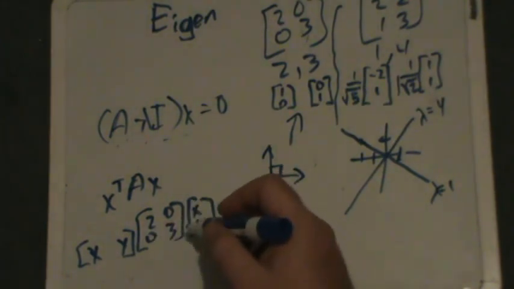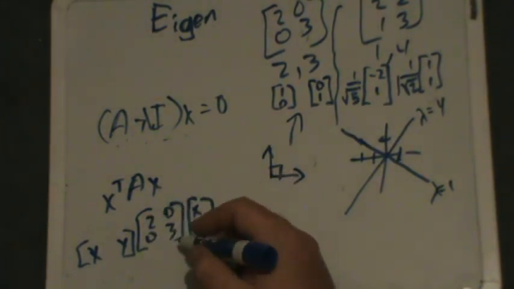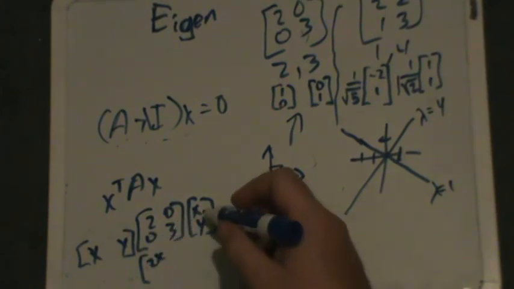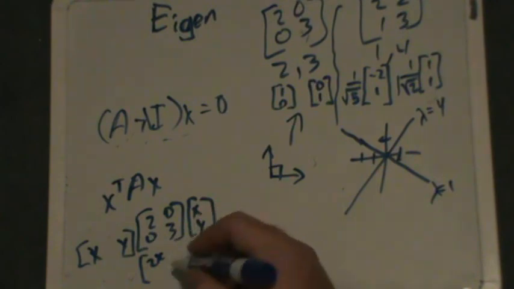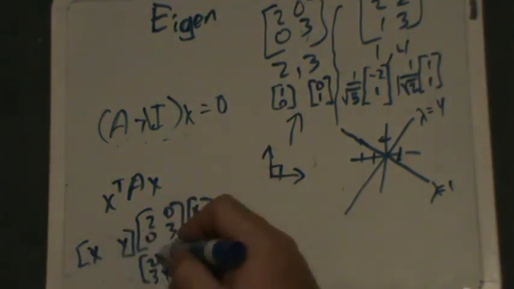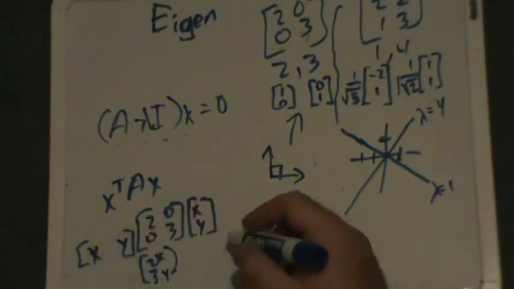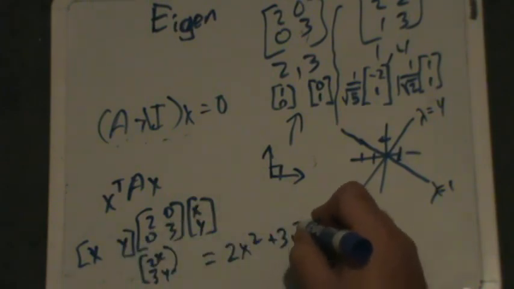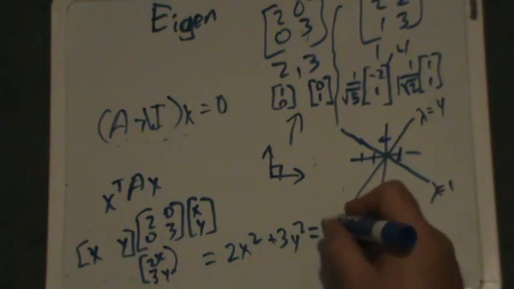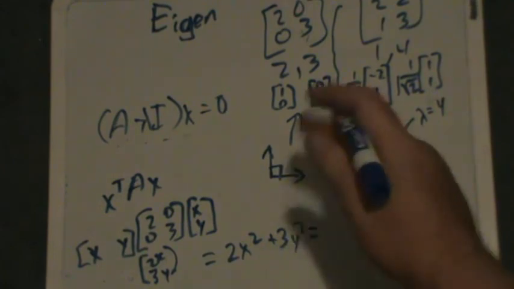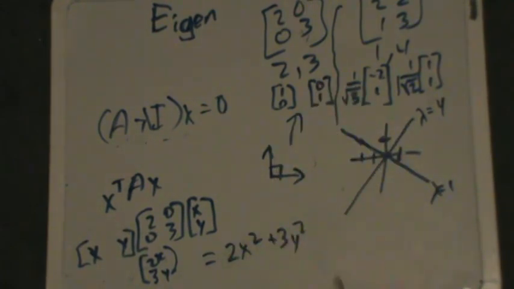So first I do this multiply, x times 2, y times 0. I get 2x. And then x times 0, y times 3, I get 3y. That's the result of this. This multiplies that, so I get 2x times x, and then I get 3y times y. And that has to equal whatever value we want. But that's our basic equation.